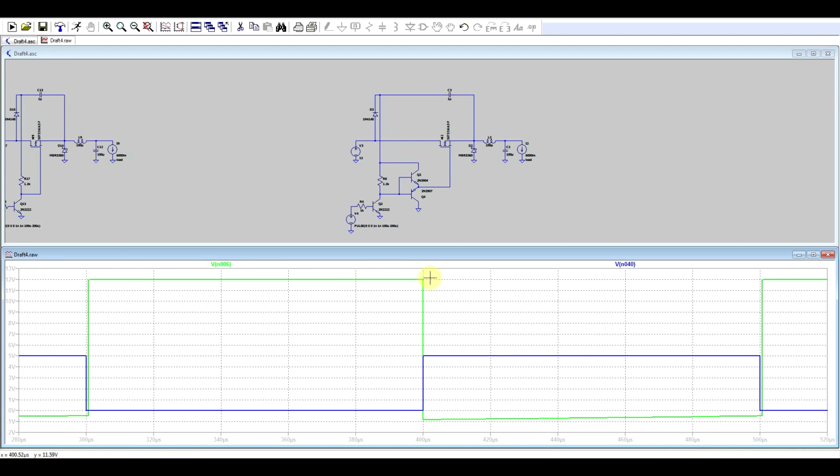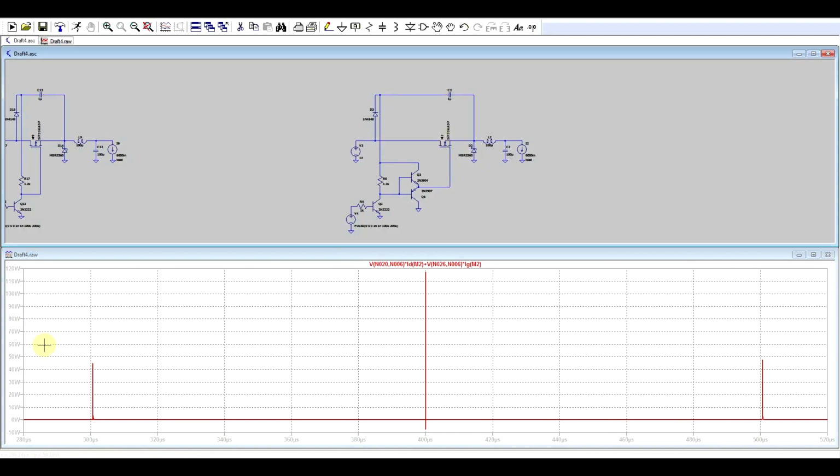But again, we have the very nice, very straight edges. So very fast turn on and very fast turn off. And this leads to quite a small power dissipation. So we can see that we have large power spikes, but these are of very short time duration. And that about covers both P-channel high-side drivers and N-channel high-side drivers.